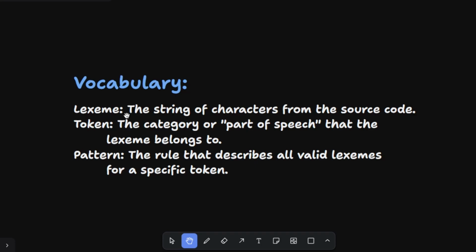All right, so the vocabulary for this: we have a lexeme, which is the string of characters from the source code. We have a token, the category or part of speech that the lexeme belongs to, and the pattern, which is the rule that describes all valid lexemes for a specific token.